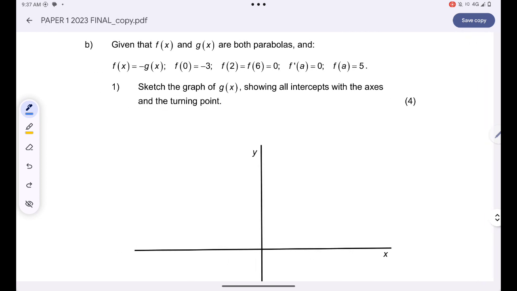Okay, and then now we are given that f of x and g of x are both parabolas, and we are told that f of x is equal to negative g of x. So this simply means that for me to obtain the graph of f of x, I just need to reflect the graph of g of x on the x-axis. This statement over here tells me that. Are you together? And whenever I reflect my graph on the x-axis, only the values of y change the sign.